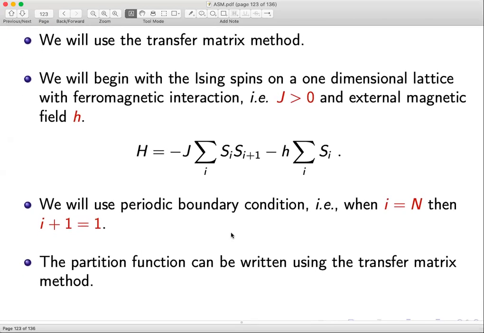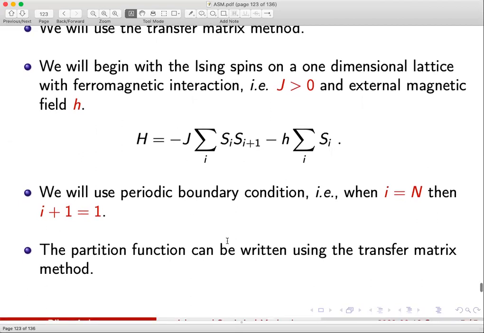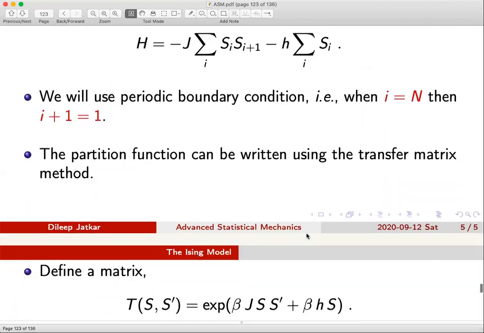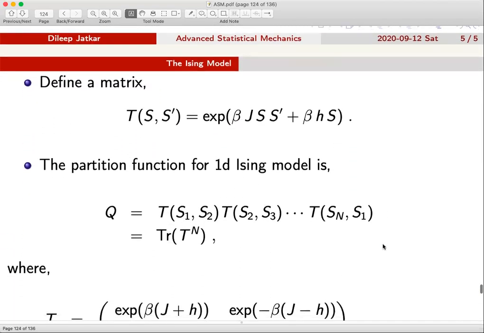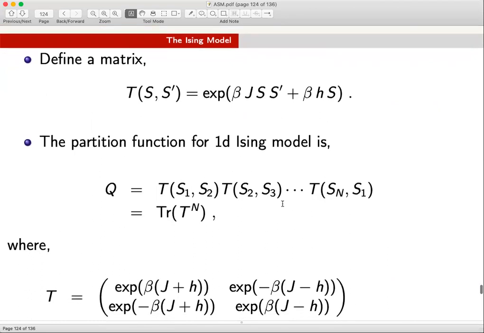So we will write down the partition function using this transfer matrix method. Let's define the transfer matrix. We define T(S, S') equal to exponential of beta J S S' plus beta H S. So T is a matrix which is a function of two spins.